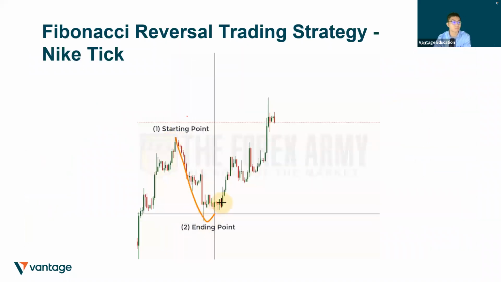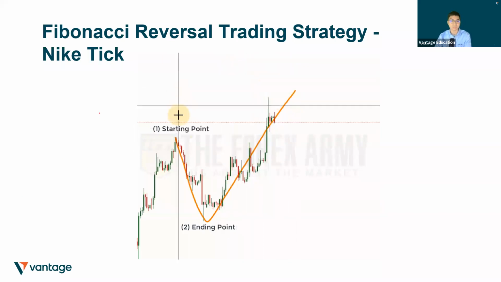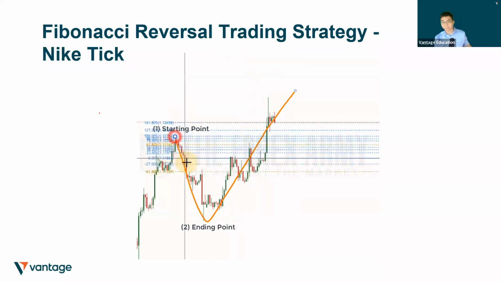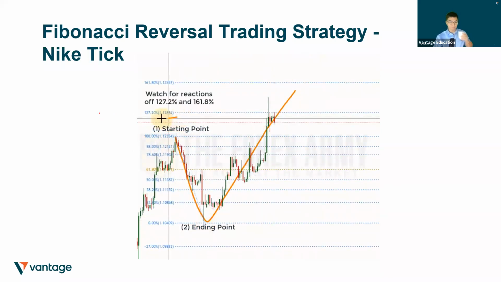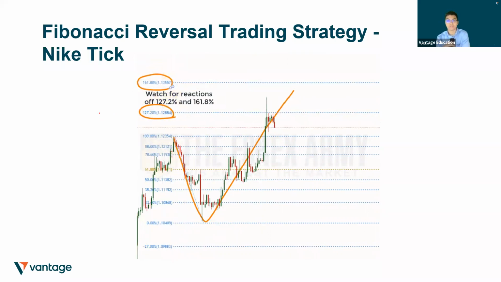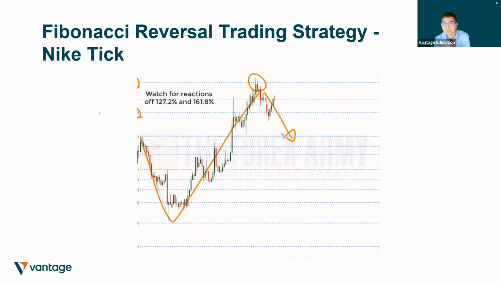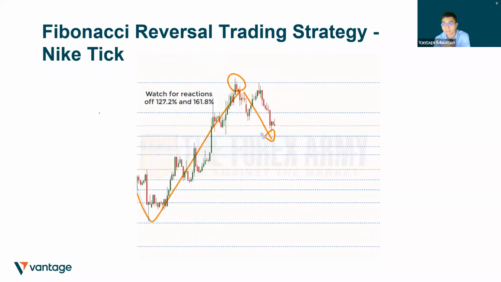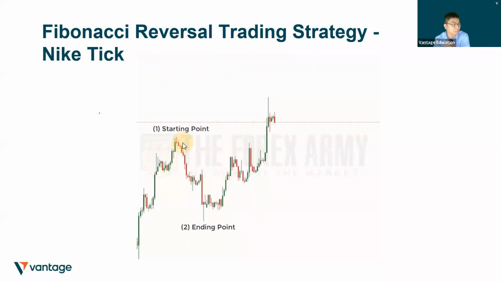So moving on to the Fibonacci reversal trading strategy, which is the Nike tick. You can watch this quick little video. We have the starting point, drawing to the ending point. As the video said, watch for the reactions. Price tapped into the 161.8% and price continued coming back down. That is the Nike tick strategy.